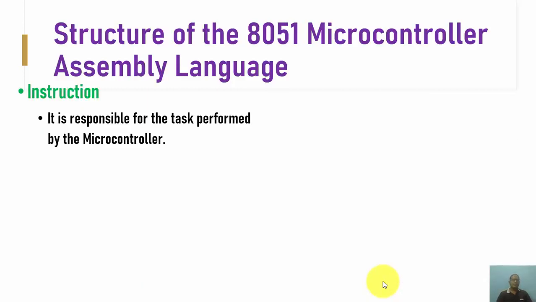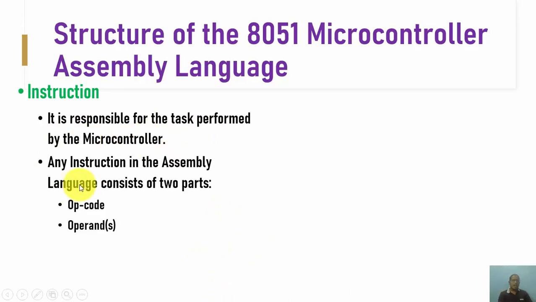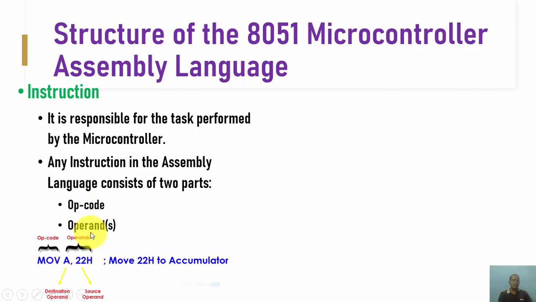So let us see the most important field in a statement, and that is an instruction. So what is an instruction? An instruction is responsible for the task performed by the microcontroller. Any instruction in assembly language consists of two parts. The first part is called an opcode and the second part is called an operand.